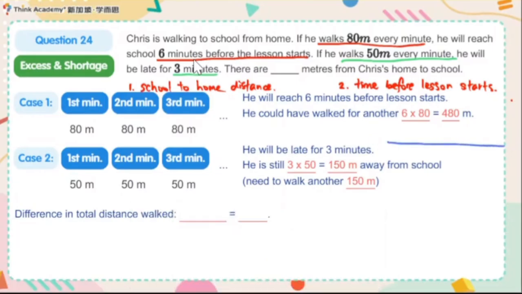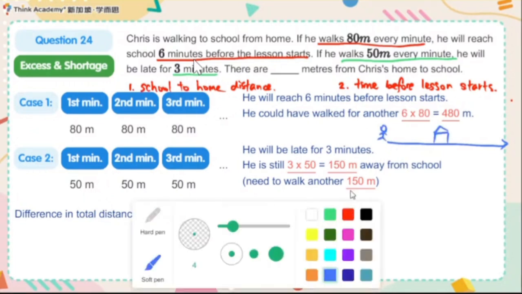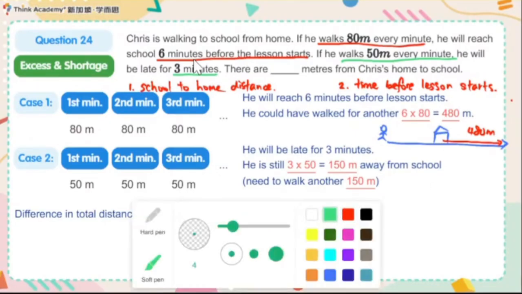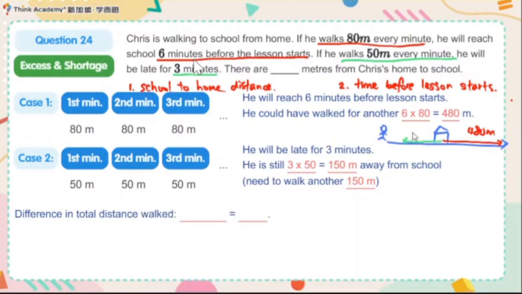So in one case, I'm drawing the picture here. Let's say the school is here. Let's say Chris is here. In one case, which is the red color case, 80 meters per minute, Chris can walk 480 meters beyond school. He can walk an extra 480 meters. It's like an excess, too many meters. In the other case, he is still 150 meters away before reaching school. He is short of 150 meters.